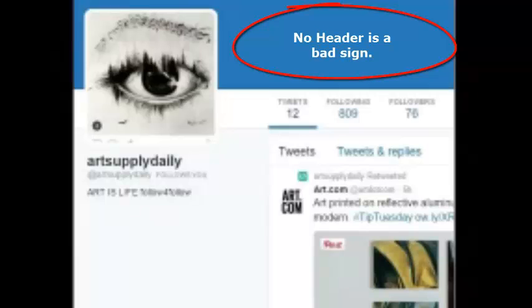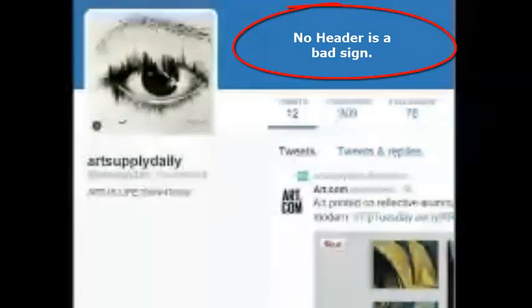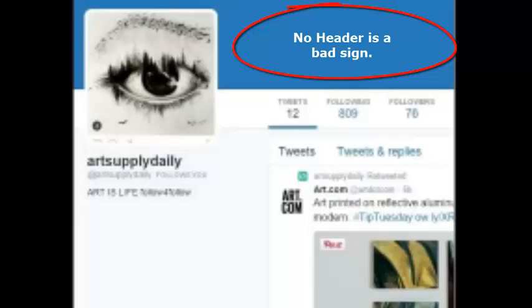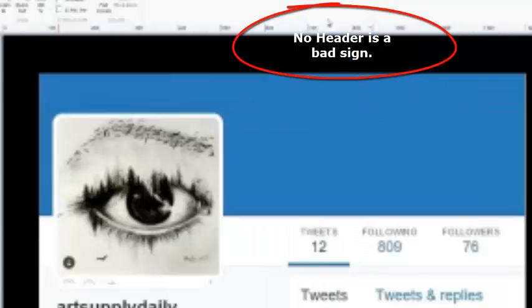Truthfully, on this one, I would research it a little bit more. I'd go a little bit deeper. This would not get my instant follow. The reason for that is because there's no header. The image is ambiguous. It's supposed to be artsy. I get it.